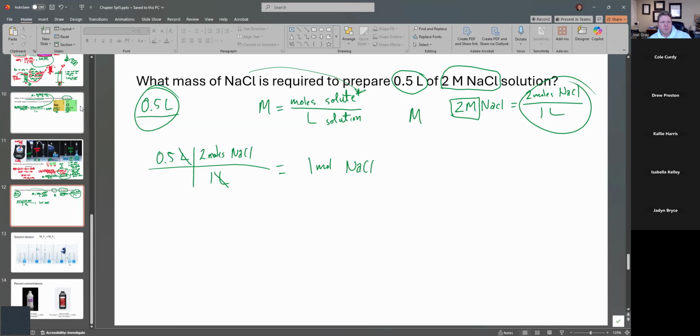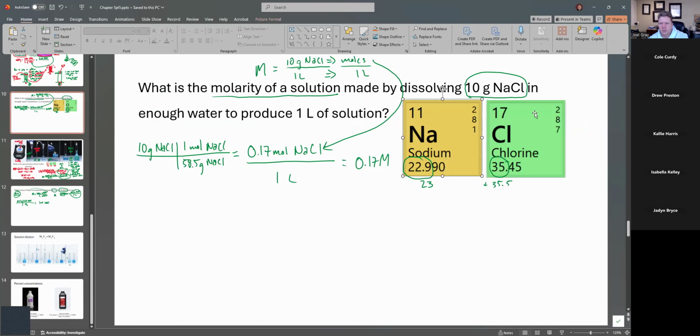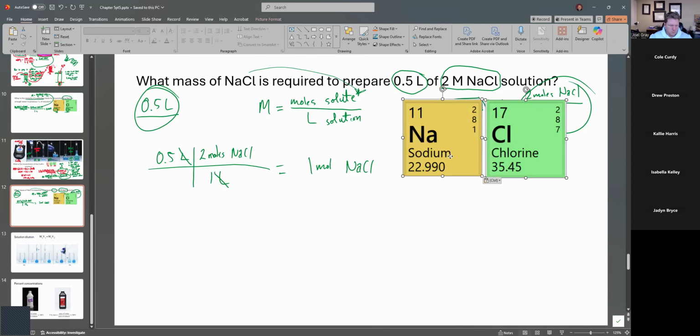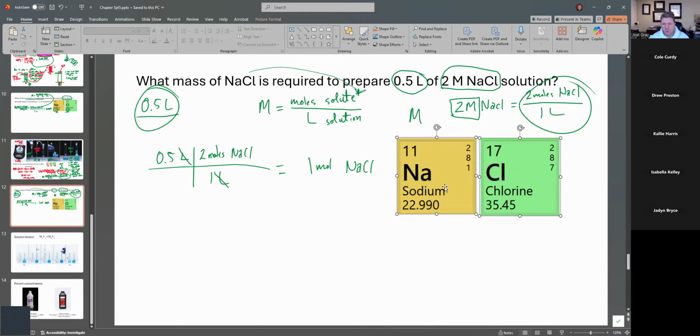And that one, all that we have to do to do that is say, well, again, I'm going to round this to 23, and this is 35.5. So that would be 1 mole of NaCl is 58.5 grams.